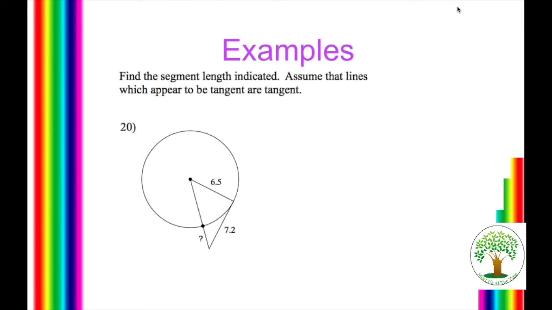Be really careful here. It says find the segment length indicated. Assume that lines which appear to be tangent are tangent. Now, we are only finding this little teeny purple piece down here. But how much is this yellow piece right there? There's not enough information.